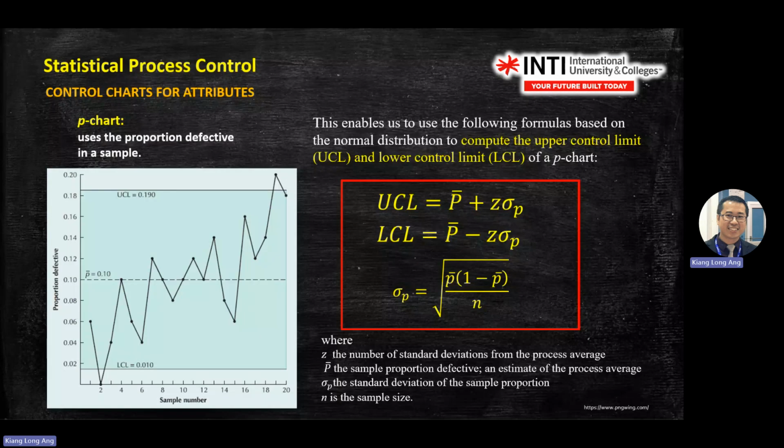What is sigma? Sigma is the standard deviation that you learned previously. It is the square root of P average times 1 minus P average, divided by n, the number of samples. So these are the 3 equations that are important for the control chart.